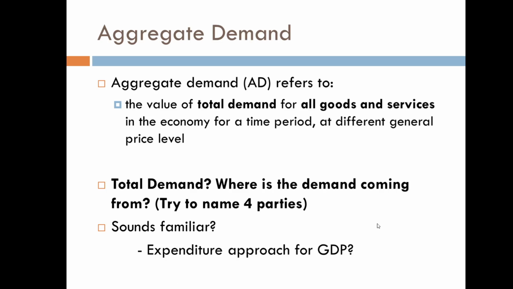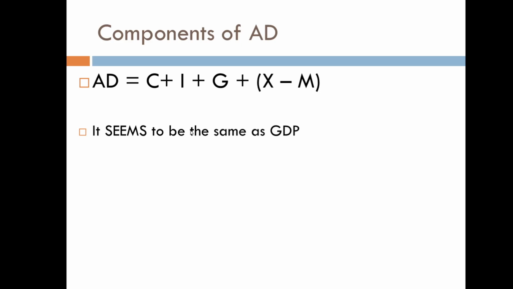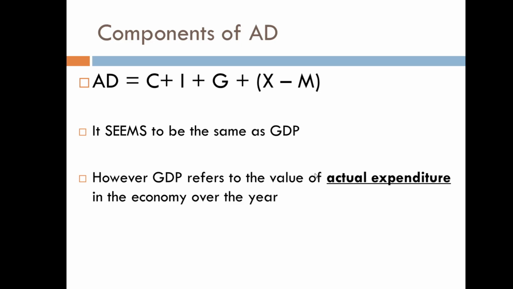But here's another question for you. When you look at this, AD equals C plus I plus G plus NX, or X minus M. It seems to be the same as GDP, but it is not the same. It is not the same.